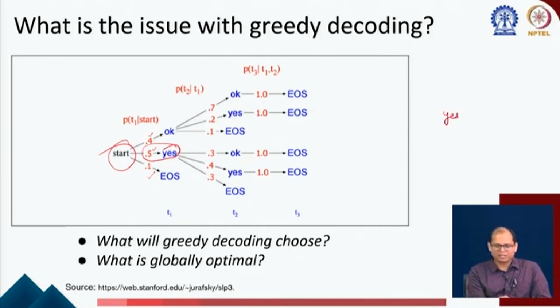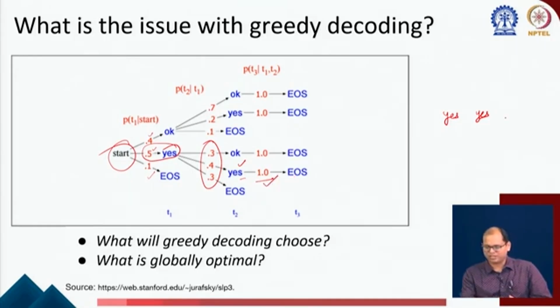Next, I take yes as the next token and generate the next distribution. So, this is my next distribution. 0.3 to okay, 0.4 to yes, 0.3 to EOS. Now which of these words will I choose as per the greedy decoding? I'll choose yes again. So again yes. So now I start with a yes, and next time my distribution is only 1 to EOS, others have probability 0.